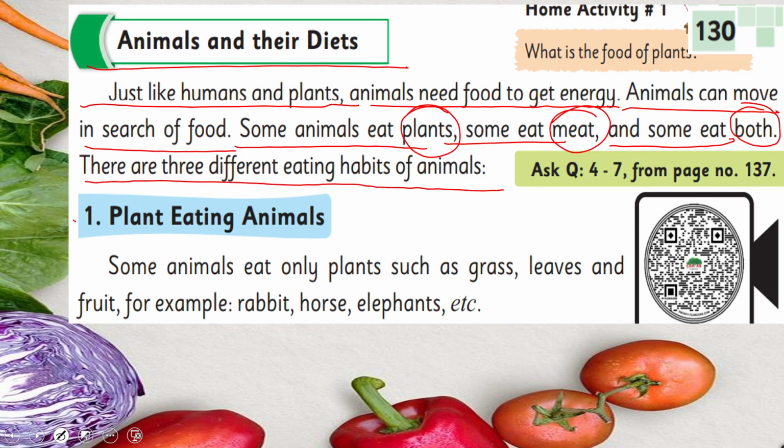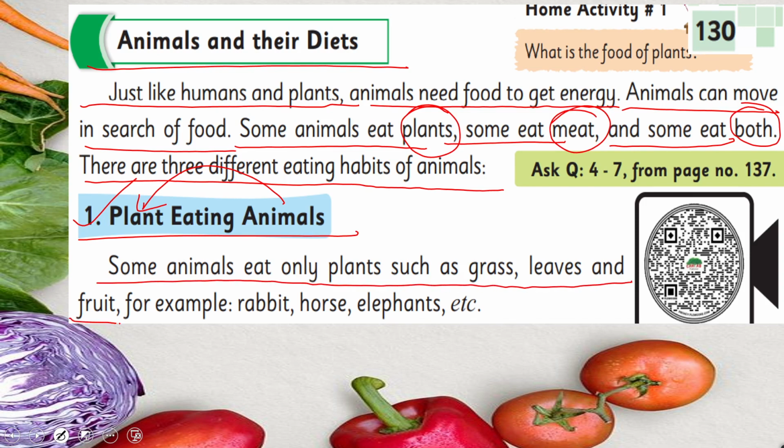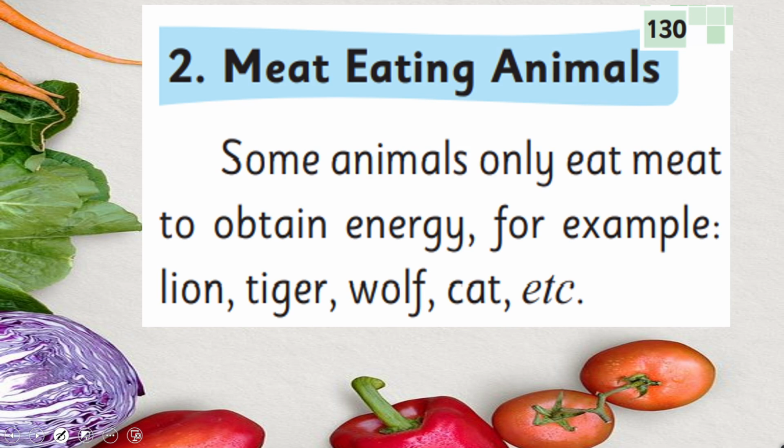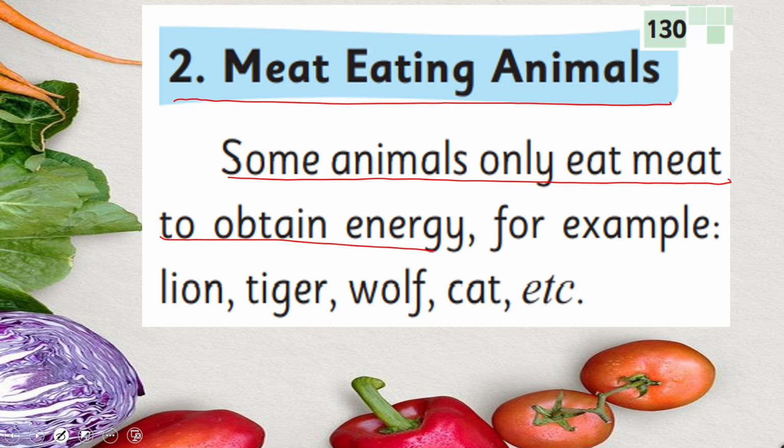So let's start with plant-eating animals, that is, animals that eat plants. Some animals eat only plants such as grass, leaves and fruit. For example, rabbit, horse, elephants, etc. Now let's quickly look forward towards the meat-eating animals. Some animals only eat meat to obtain energy. For example, lion, tiger, wolf, cat, etc.